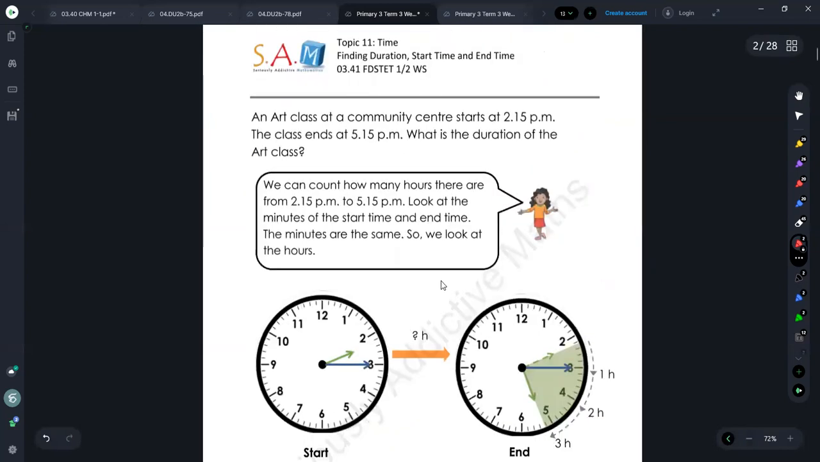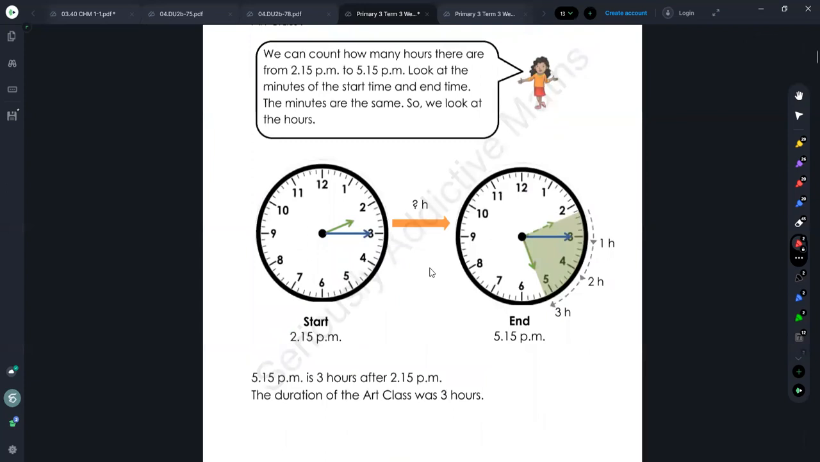Now, the other one is duration. Let's see, here the art class starts at 2:15 and ends at 5:15. So they notice that in this case, the hour is different, the PM is the same. If the hour is different and the minutes are the same, then they can just take the later hour, 5, minus 2. And that will give you 3 hours.